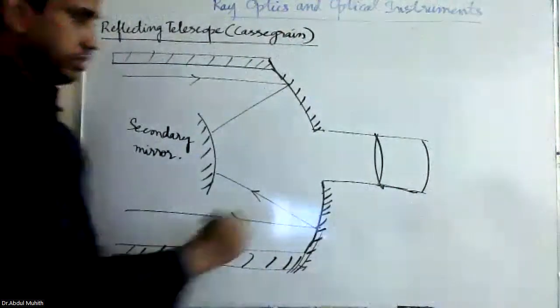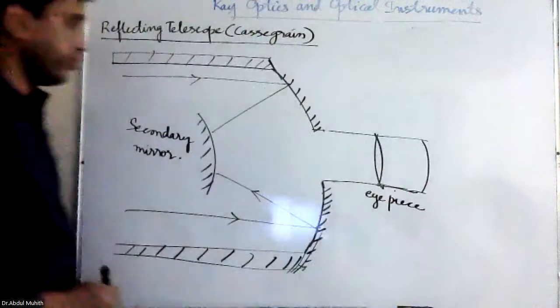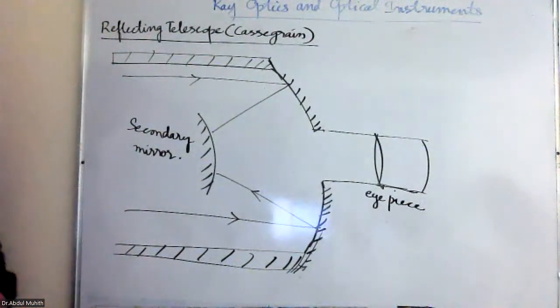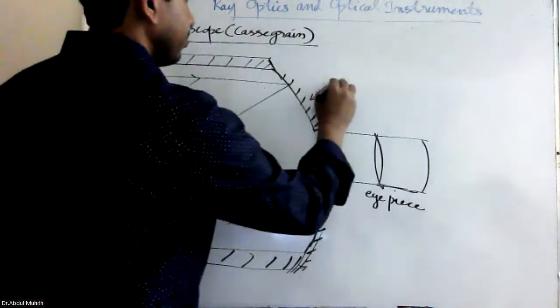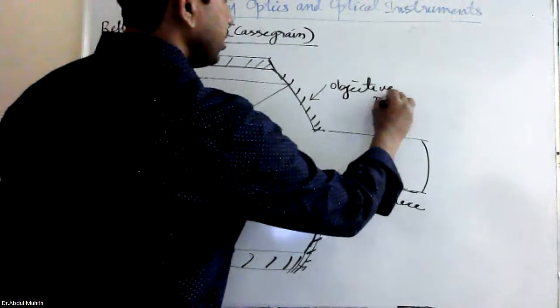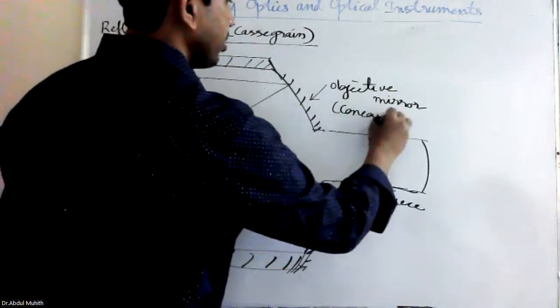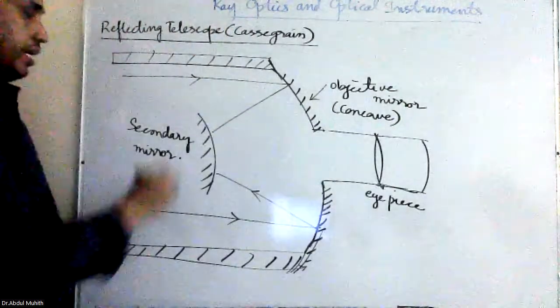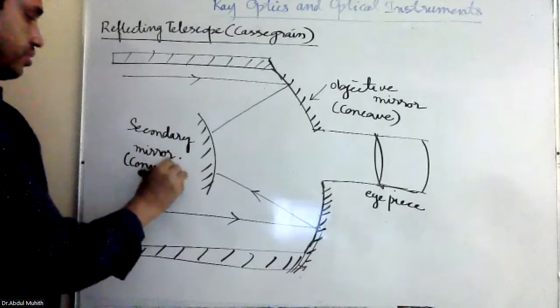So this is the eyepiece. Okay. I'll explain from the beginning. This is the objective mirror. This mirror is known as an objective mirror. This mirror is a concave mirror. It's a concave mirror. And the secondary one is a convex mirror.